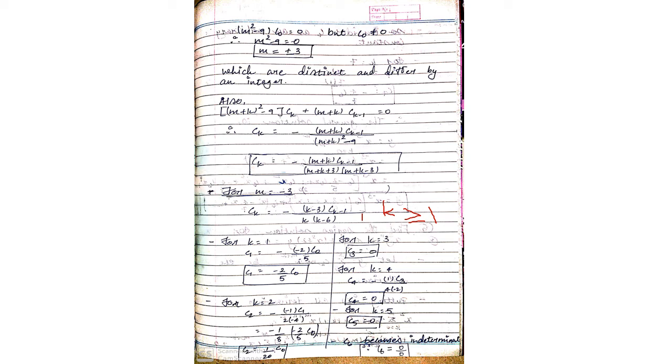Now applying for C6, for that you have to apply K equals 6. So put here 6 minus 3, that will be 3. See this one, 6 minus 1, that is 5, so here it will be C5. And see here 6 minus 6, that will be 0, right? And C5, what is given? 0. So 0 by 0 you will get, right?